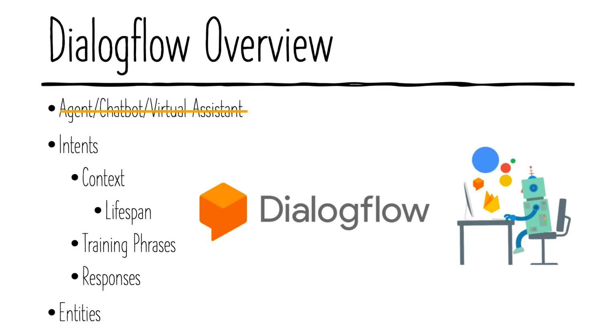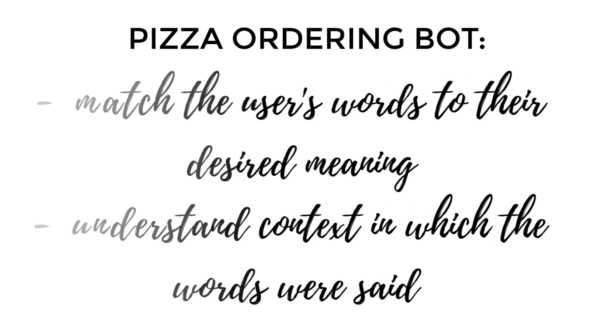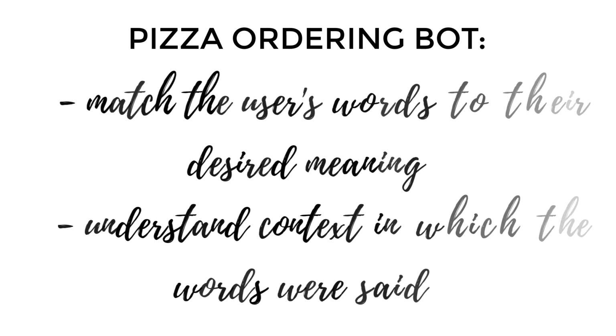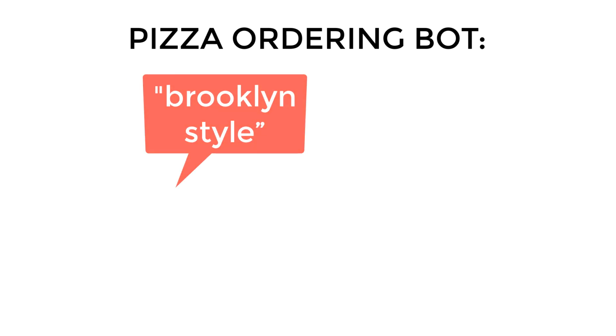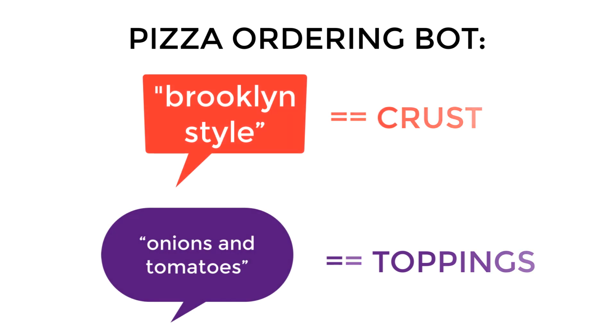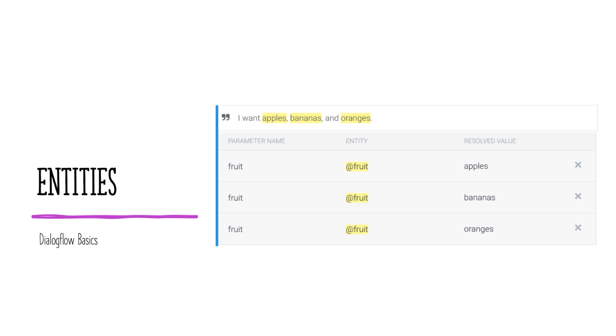So far, we've covered agents, intents, training phrases, responses, context, and lifespan. Connecting this back to the pizza ordering bot from the beginning, these components allowed the bot to match the user's words to their desired meaning and understand the context in which the words were said. But what actually shows the machine to figure out that Brooklyn style is a type of crust and that onions and tomatoes are forms of toppings? There has to be a way for the machine to categorize these words to figure out that the user is giving examples of the pizza component it asked for, right? Well, this is where entities come into play. An entity is basically a category that certain words fit into.